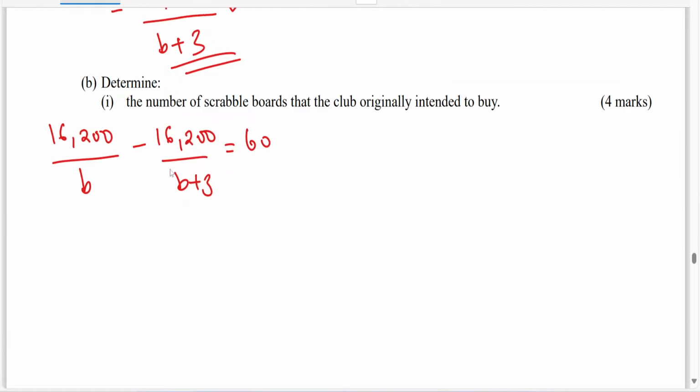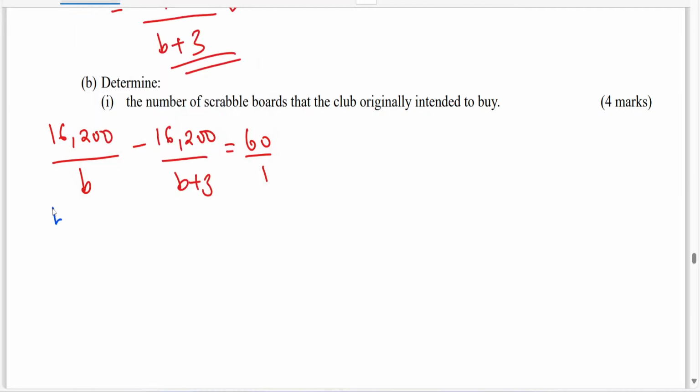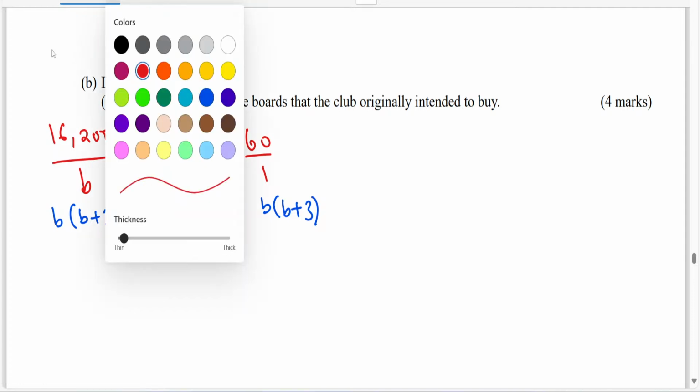Sawa, so let's multiply by the LCM of this 3, which is just B. So let's just change the color. So LCM yako hapa ni B into bracket B plus 3, hapa ni B into bracket B plus 3, same thing, na hapa ni B into bracket B plus 3. But the easiest way, wacha niwafunze the easiest way, but whichever, it's just the same. Nikitumia easiest way ni hiyo.